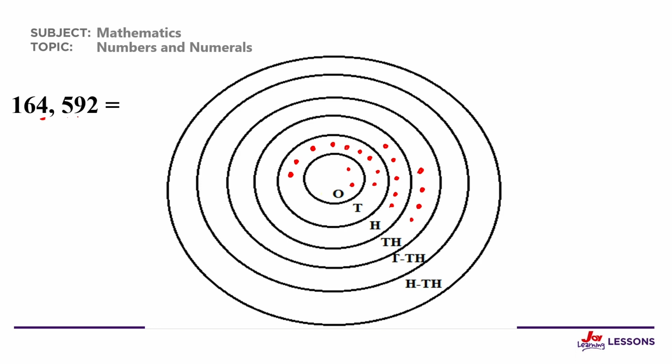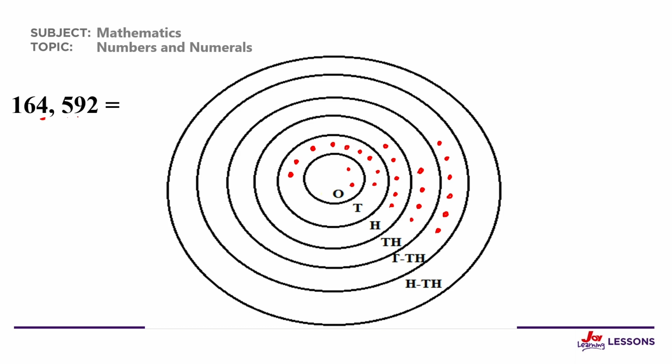Good. Then the next one is under tens of thousand, and we have 6 there. So we are going to put 6 of our marbles there. So we have the first one to be 10,000, the next one becomes 20,000, 30,000, 40,000, 50,000, and then we have our 60,000. So we have 6 of the marbles in tens of thousand.